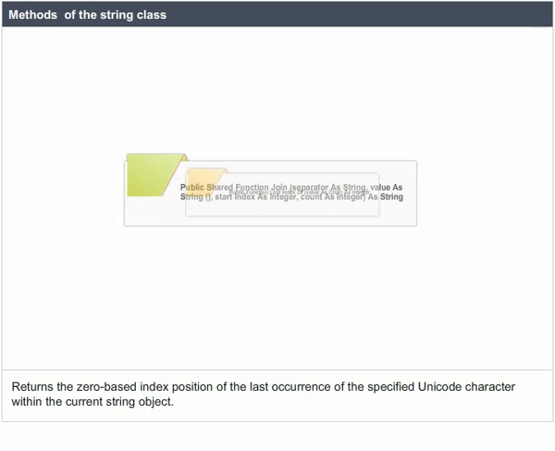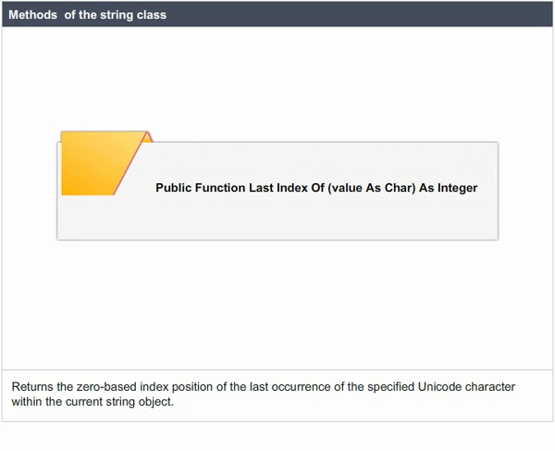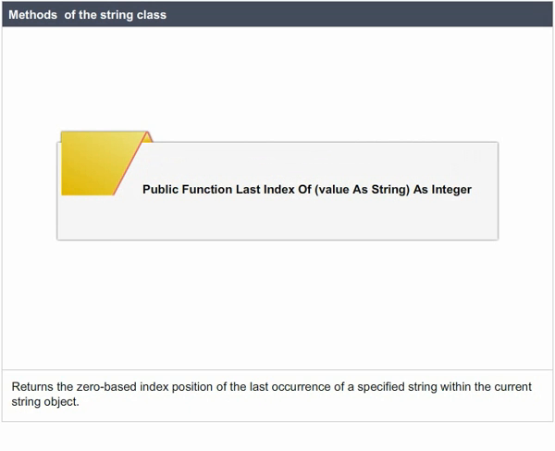Public Function LastIndexOf(value As Char) As Integer returns the zero-based index position of the last occurrence of the specified Unicode character within the current string object. Public Function LastIndexOf(value As String) As Integer returns the zero-based index position of the last occurrence of the specified string within the current string object.